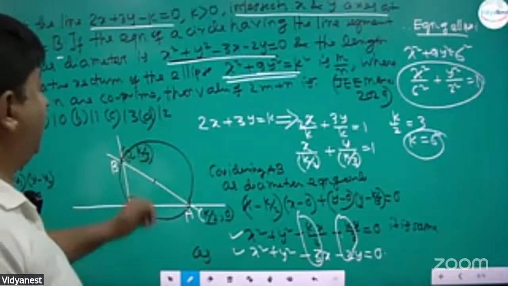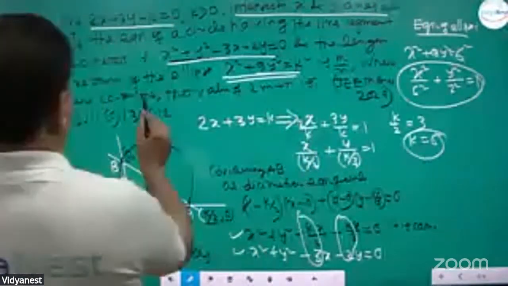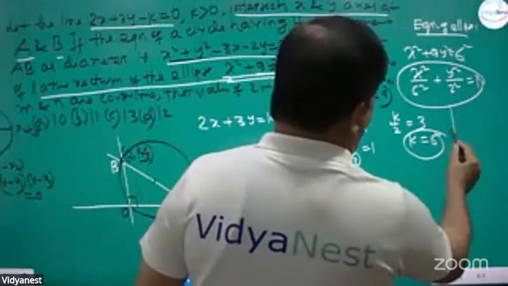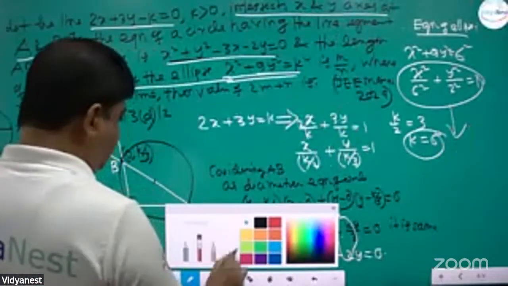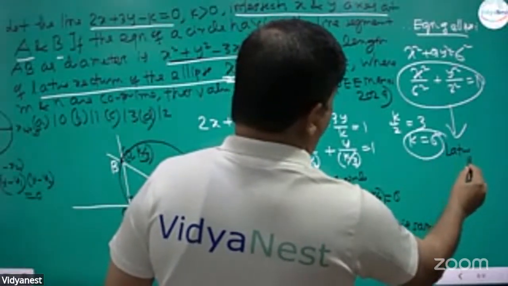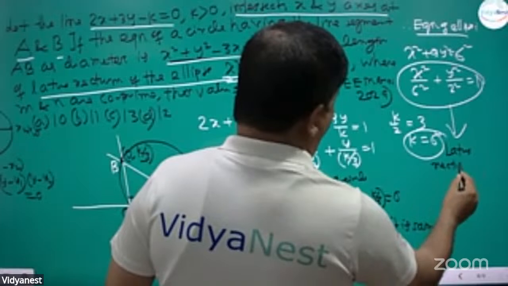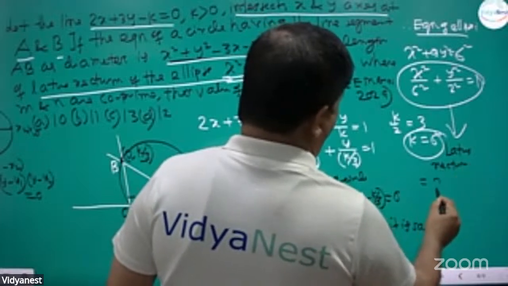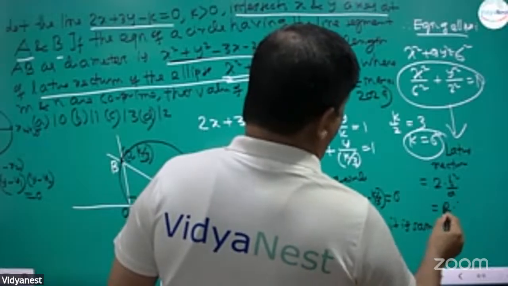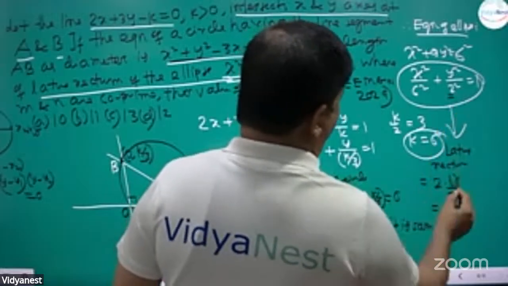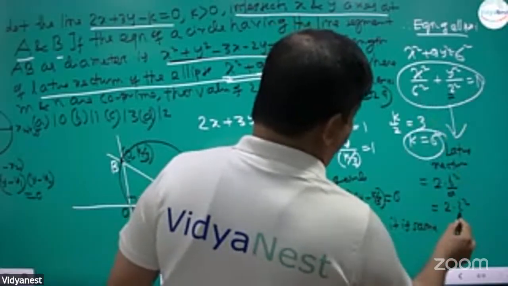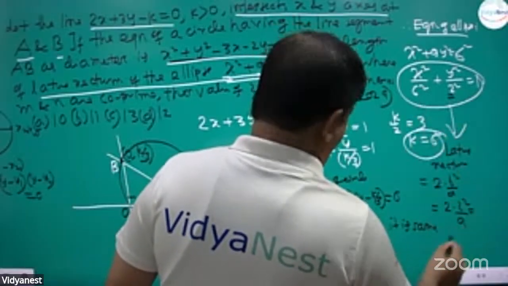Now what is the latus rectum? We are told to find the latus rectum of the ellipse. Its latus rectum is 2b square by a. What is b? B, 2 square by a. What is a?